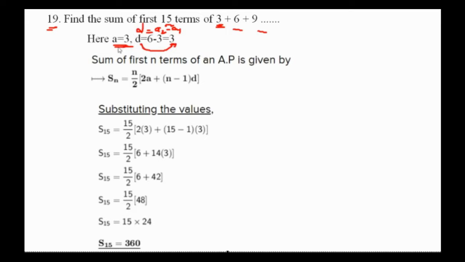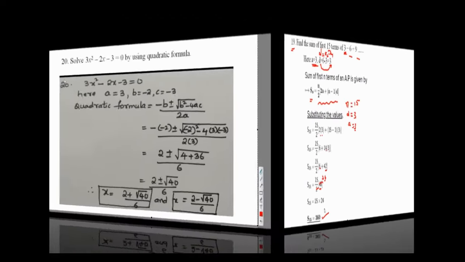To find the sum of the first 15 terms, we have to use the formula Sn. Sn is equal to n by 2 into 2a plus n minus 1 into d, where n is 15 because we have to find the sum of 15 terms, d is 3, and a is 3. We have to replace n, d, a in this formula. So S15 is equal to 15 by 2 into 2a, a is 3, 15 minus 1 is 14, d is 3. So S15 is equal to 15 by 2 into 6 plus 14 3s are 42, 42 plus 6 is 48. 2 1s are 2, 2 24s are 24, and 15 into 24 is 360.